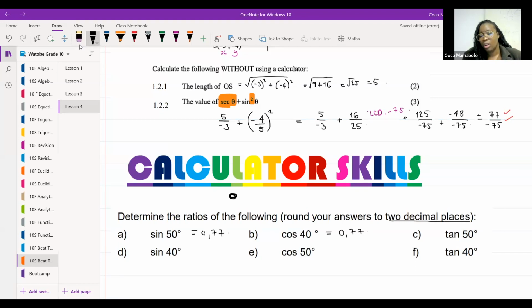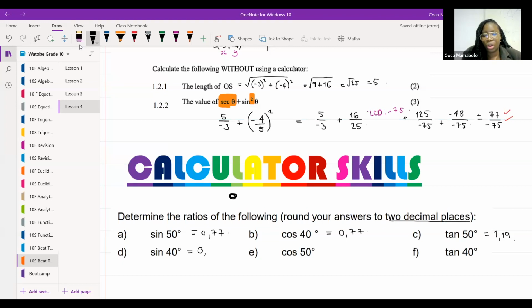0.77. All right. What about tan of 50, guys? Tan of 50 is? 1.19. I agree with you, Anna. Good. That's it, Gideon. Excellent, Sandakache. All right. Sine of 40. Let's look at sine of 40, guys. Good, Samuel. Excellent.